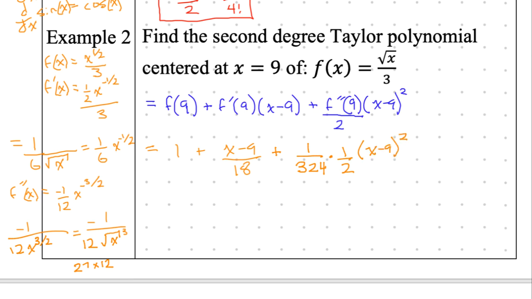And again, I just need to simplify this to double the denominator essentially. So I have 1 plus x minus 9 over 18 plus 1 over 648. Oh, I should just put the x minus 9 squared in the numerator. So this is x minus 9 quantity squared in the numerator. And done. That is the second degree Taylor polynomial, because we went out to an x squared term. This 2 means second degree. If I wanted a third degree, I'd have to go out to the third power right there. And I should box this final answer.